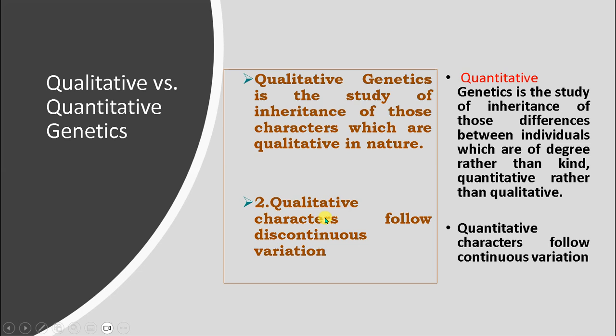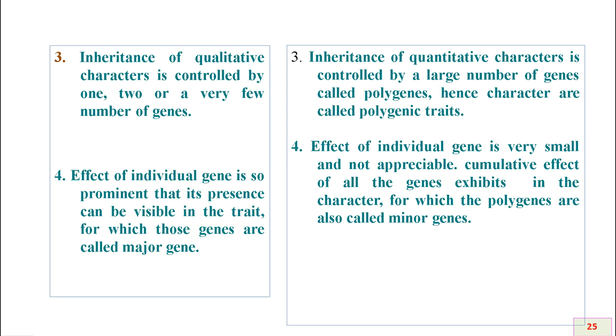So the qualitative characters show discontinuous variation in case of the environmental effect, whereas the quantitative always have continuous variation. The inheritance of qualitative characters is controlled by one or two, a very small number of genes, whereas the inheritance of quantitative characters is always influenced by a large number of genes, multiple types of genes, also called polygenes. Hence, these characters are called polygenic traits.